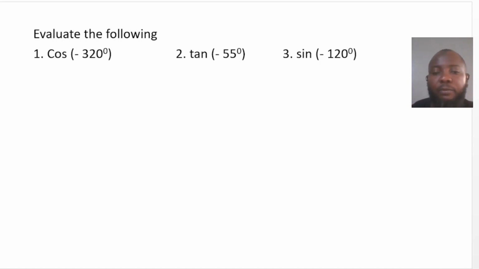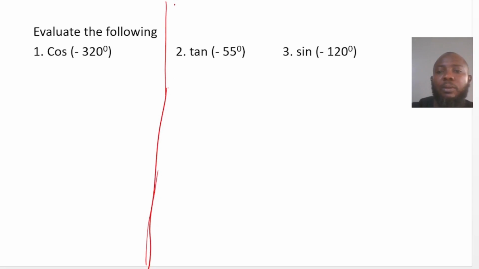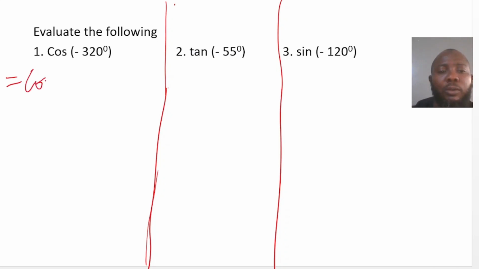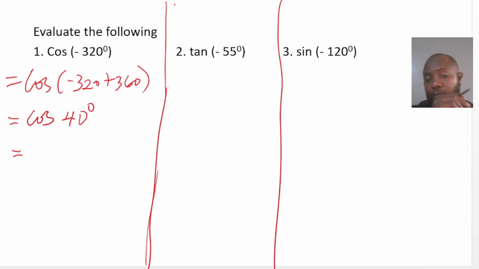Let's divide it into 3. The first thing is that this negative here, we are going to change it to positive. So that is going to give us cos of minus 320, we add 360 to it. So that is going to give us cos 40 degrees. And cos 40 degrees is positive because it's under the first quadrant.